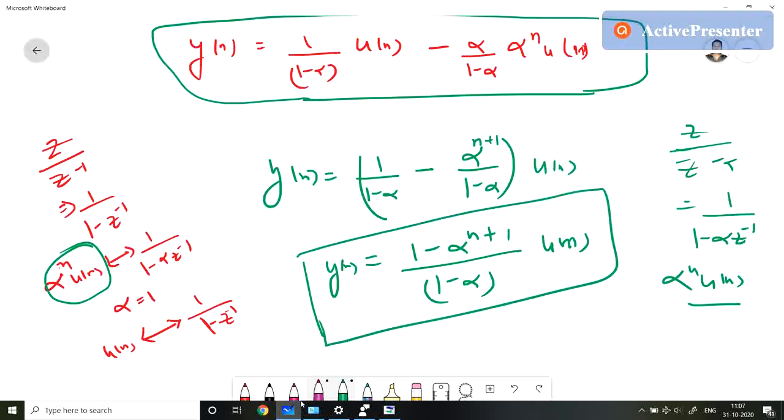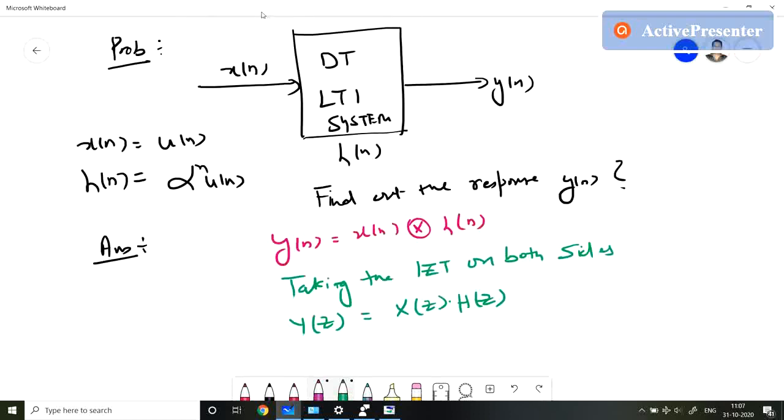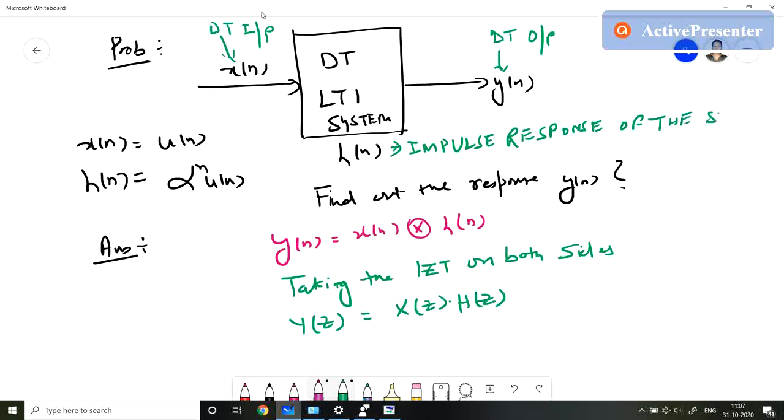I am again explaining the question. So we have this LTI system. This is the input, a discrete time input, and this is the discrete time output, and this is the impulse response of the discrete time LTI system.